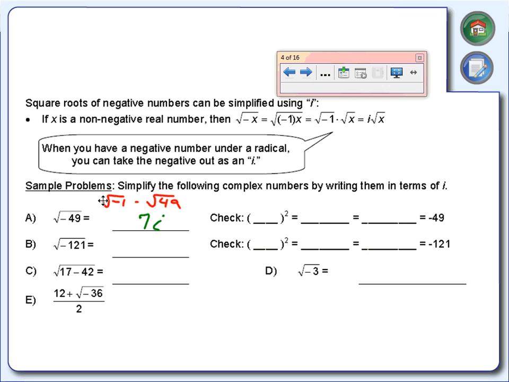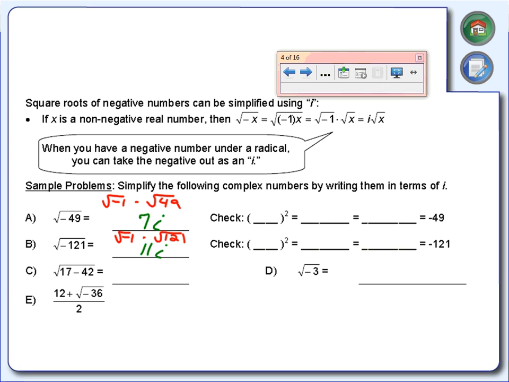Let's try that again. B, the square root of a negative 121. Again, up there at the top, all it says is we can break this apart, simplify it, and rewrite it as the square root of negative 1 times the square root of 121. Again, the reason I'm doing this is because I can take the square root of negative 1. We define the square root of negative 1 as an i. And, of course, the square root of 121 would be 11.